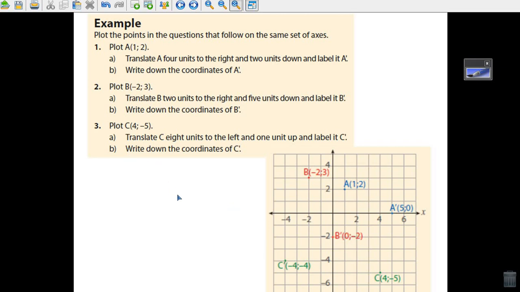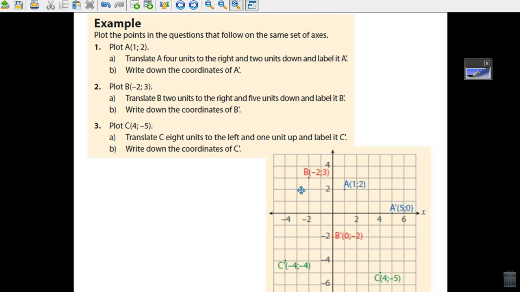Let's look at the last one. Plot C, which is 4 to the right and minus 5 down. There we go, minus 5 in the y direction, 4 in the x direction. Now we're going to translate it 8 units to the left. That's 4, another 4, we're at minus 4, and 1 unit up. So our new point, translated point, C prime, would be minus 4 and minus 4.